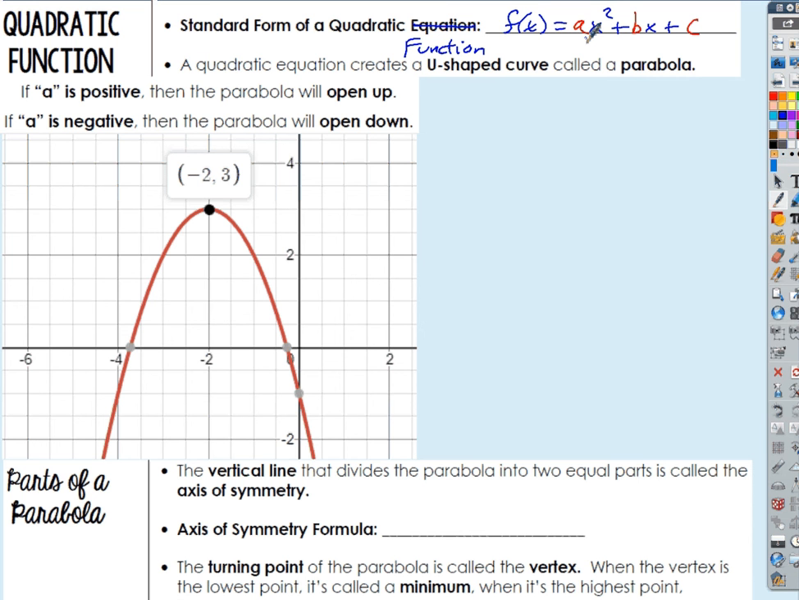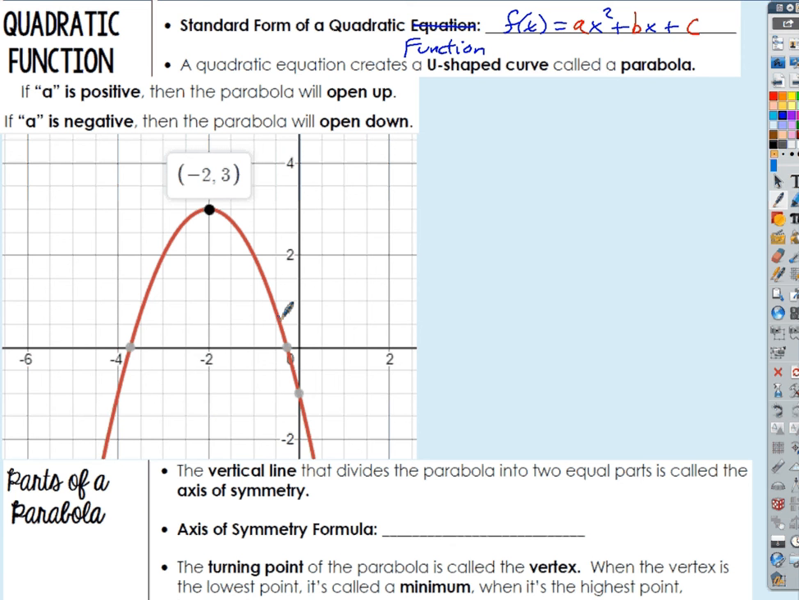So in this case, A must be what for this graph? We don't know what A is as a number, but we know it's negative at this point, right? A is negative because the parabola opens down.